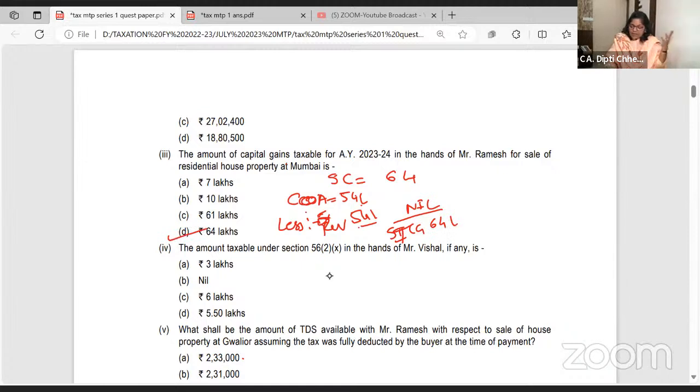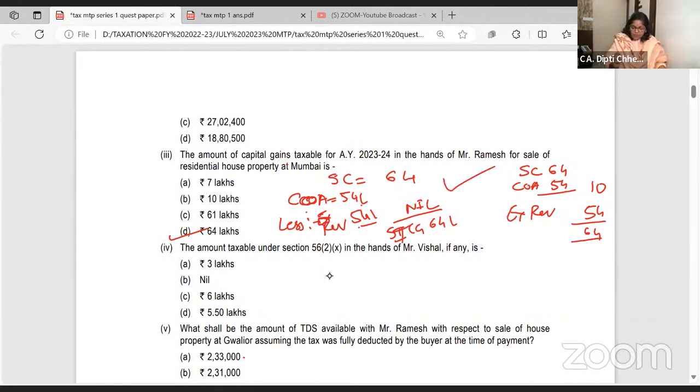This is the answer. Another way is sale consideration is 64. Cost of acquisition, no index because it is sold within 2 months, 54. How much is taxable? 10. Fir jo exemption revoke hua na, upar 54, wo bhi to tax hoga na, to 64. I hope you are understanding. This is very nice to understand, beta. But in exam, you have to do this. Whenever exemption is revoked for 54, whatever exemption you have availed, that you reduce from the cost and take.